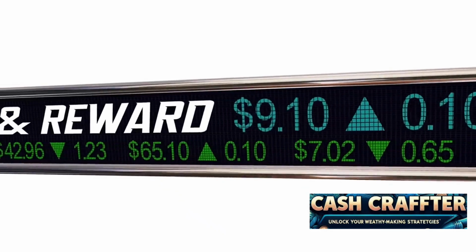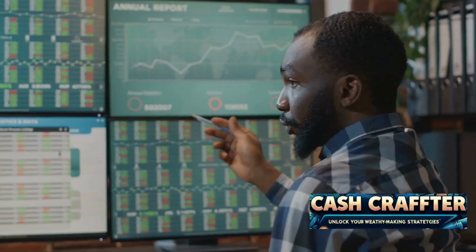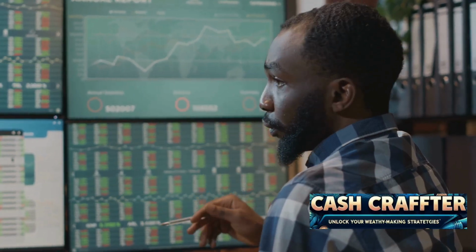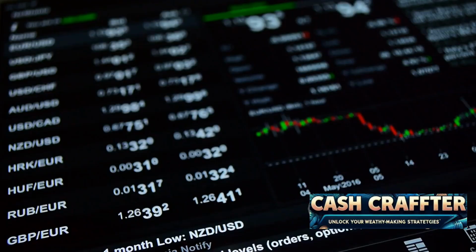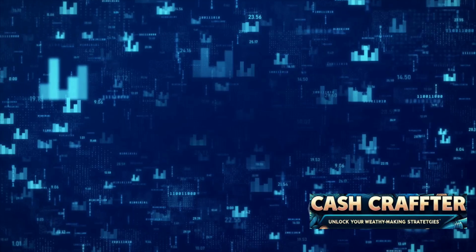Having a risk-to-reward ratio is also an important part of risk management. This ratio measures the potential profit of a trade against the potential loss. A good risk-to-reward ratio to aim for is at least 1 to 3. This means that for every dollar risked, you're aiming to make $3 in return.